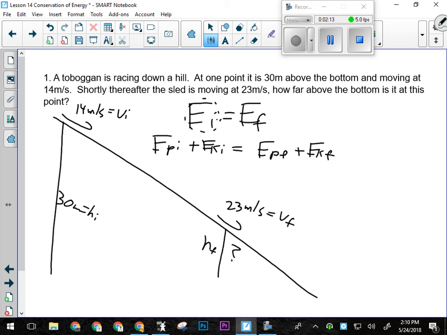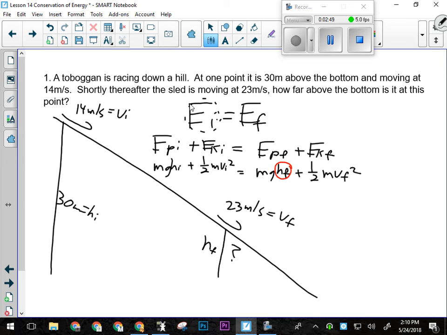All right, so the next thing I want to do is put in my formulas for each one of these terms. So I have m times g times h initial. That'll be my EPI. My initial kinetic will be 1/2 m vi squared. And then I'm going to have my final potential, so m g hf, plus 1/2 m vf squared. Now, it's important for us to remember that this is what we are looking for: the final height of the toboggan.